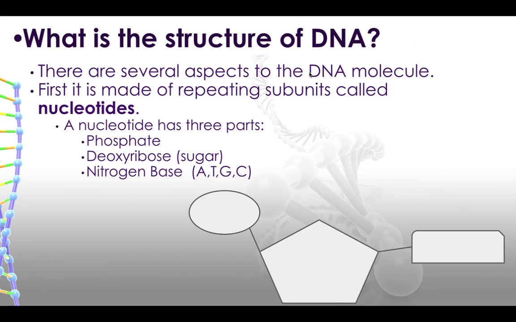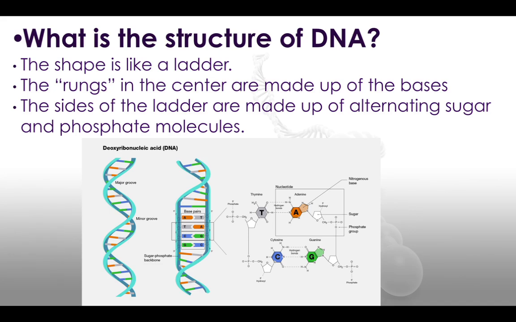The first is it has to have a phosphate. It has to have a deoxyribose sugar, which is this pentagon. And it also has to have a nitrogenous base. And that's going to be your ATCG. So the structure then, when these nucleotides get put into place, actually makes it like a twisted ladder.